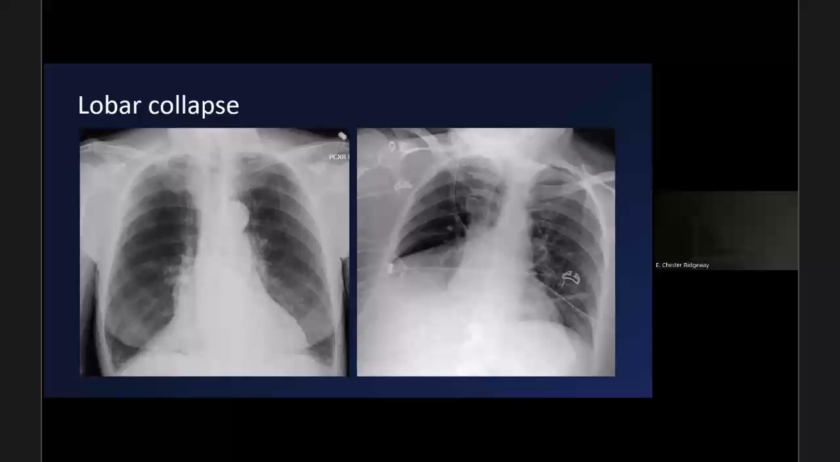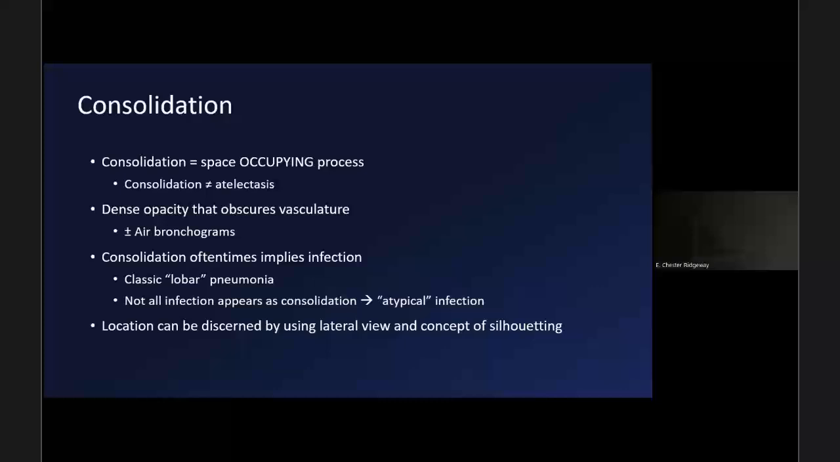Now on the right image, different patient, we still see our right heart border here. But we still have inferior displacement of that right fissure, and we have all this opacity in the right lower lung. This is right lower lobe collapse, okay? Here are arrows. All right, so that's volume loss, atelectasis. We're going to move on to consolidation now.